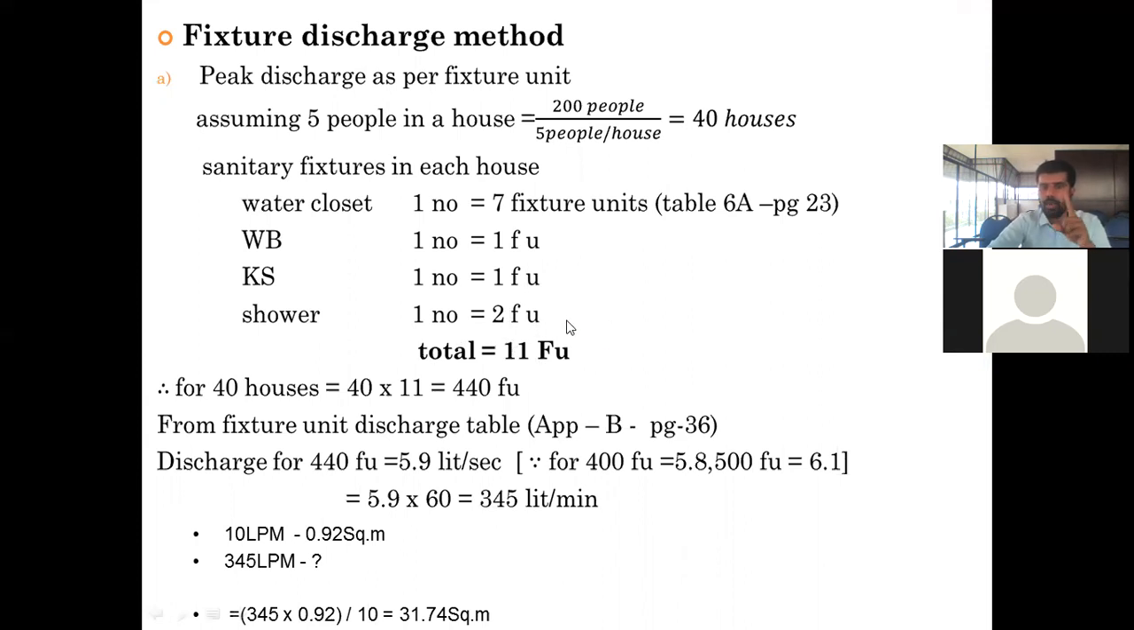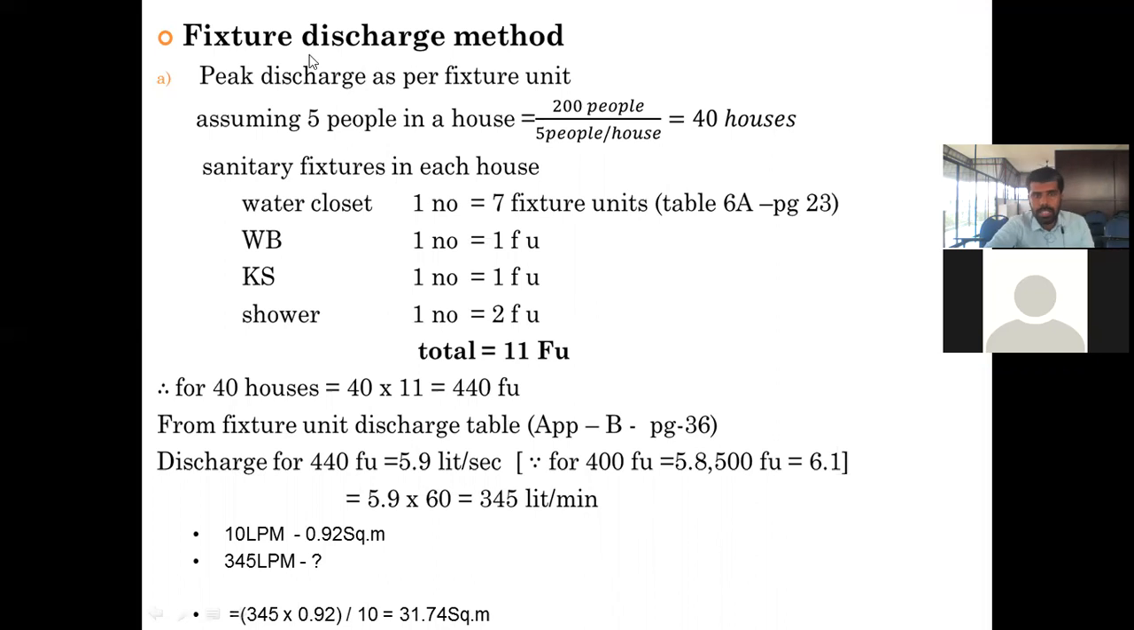So this is for one house. So how many houses are there? 40 houses are there. So what will be the total fixture unit? Total fixture unit for 40 houses, 40 into 11. That is 440 fixture units. That is the total fixture unit that you will be getting.